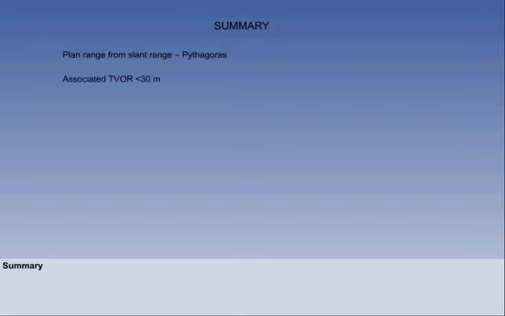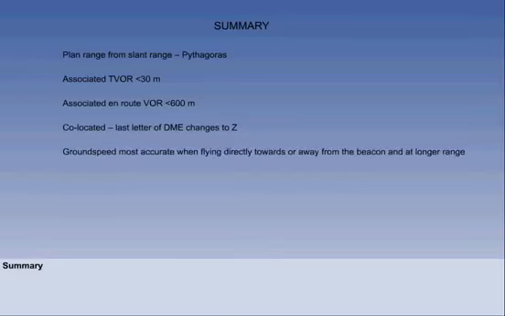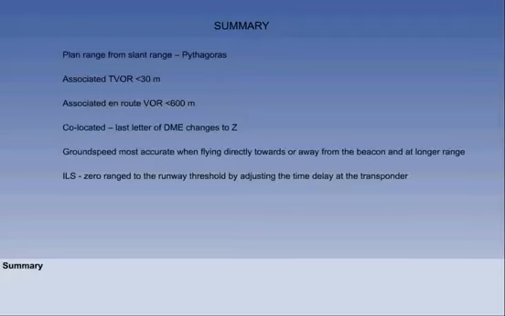Associated VORs and DMEs must be within 30 meters for a terminal VOR and within 600 meters for an en route VOR. Co-located VOR DMEs have the last letter of the DME identifier changed to Z. Any ground speed calculated is most accurate when flying directly towards or away from the beacon and at longer range. DMEs associated with ILS installations are zero-ranged to the runway threshold by adjusting the time delay at the transponder.